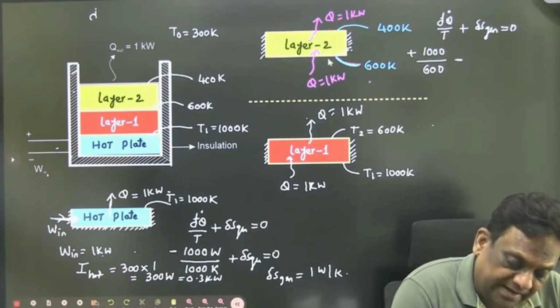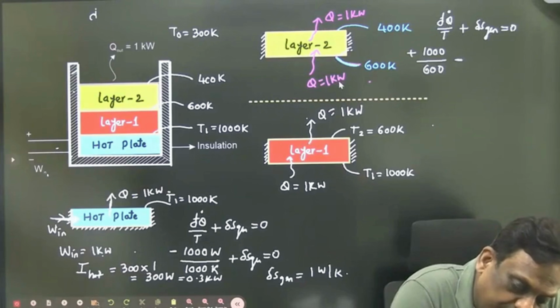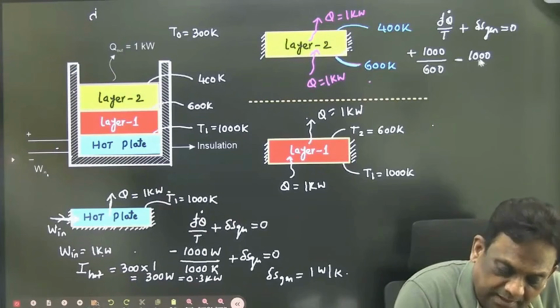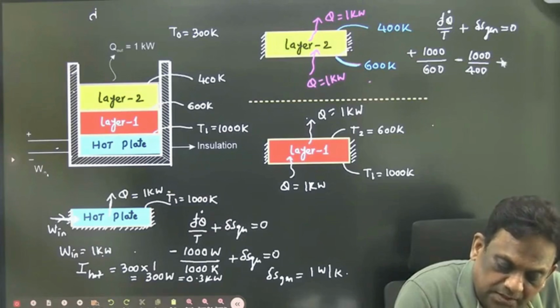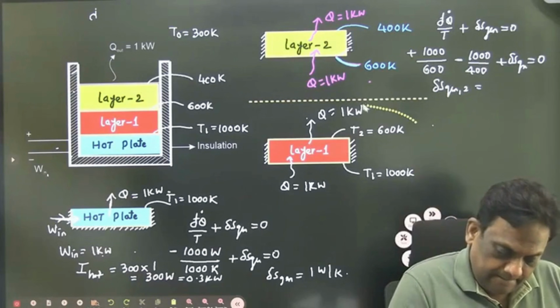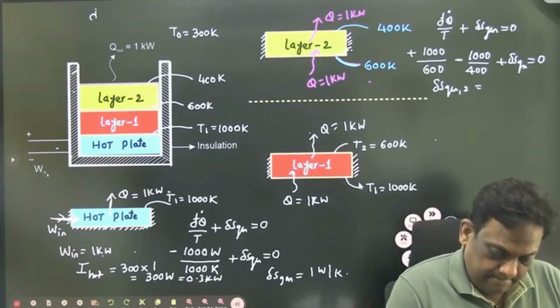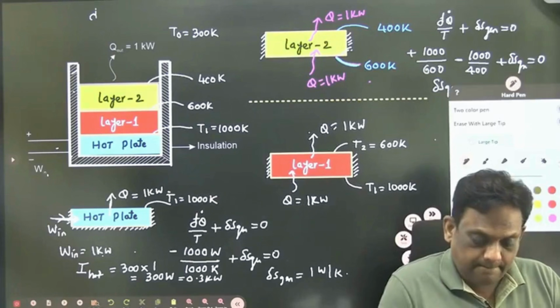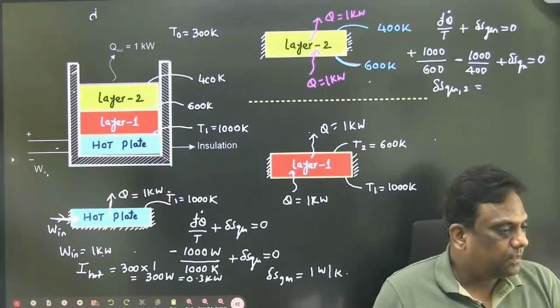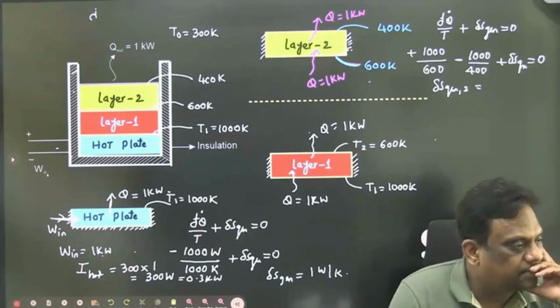So there are two heats. One heat is at 600, other is at 400. So therefore Q by T. This Q 1000 is occurring at 600, Q by T plus, and it is leaving, so minus 1000 by 400, plus entropy generation should be equal to 0. What is the entropy generation in layer 2? No one is giving an answer, sir. What is the entropy generation in layer 2?